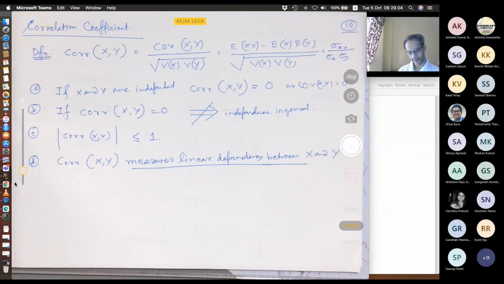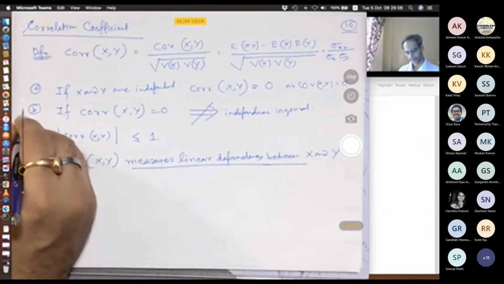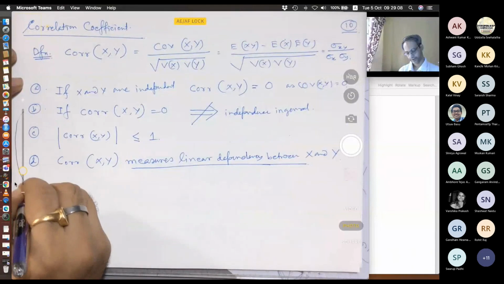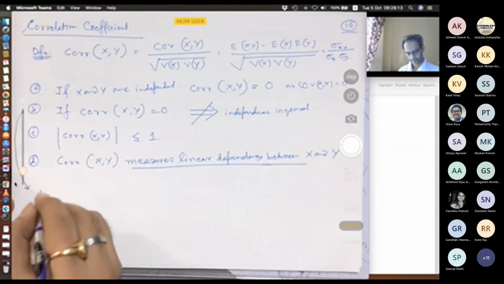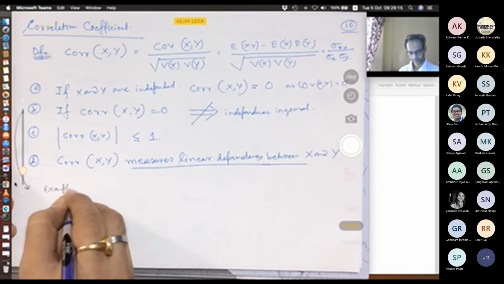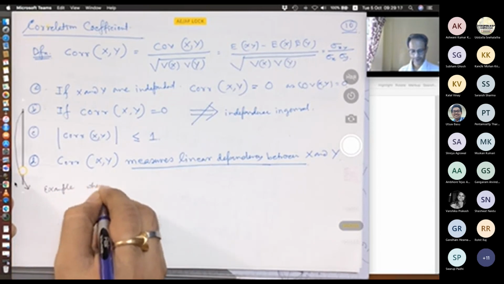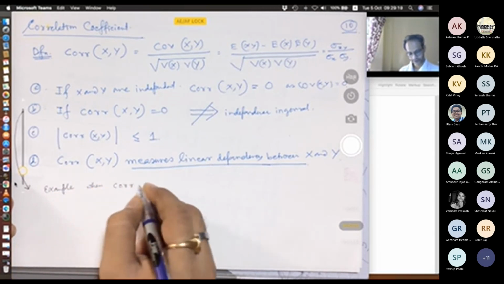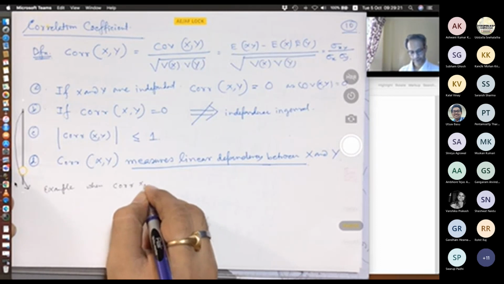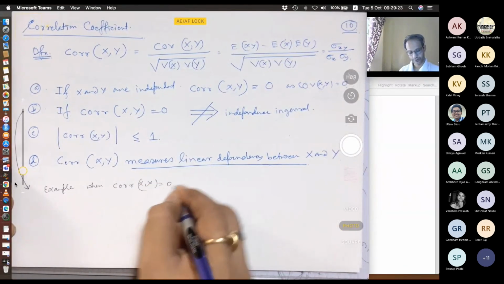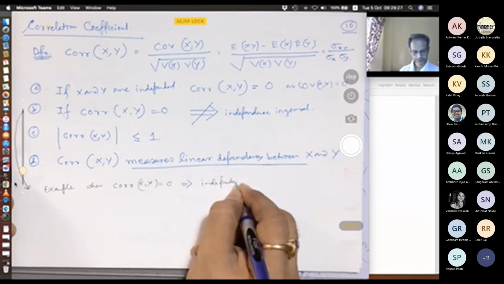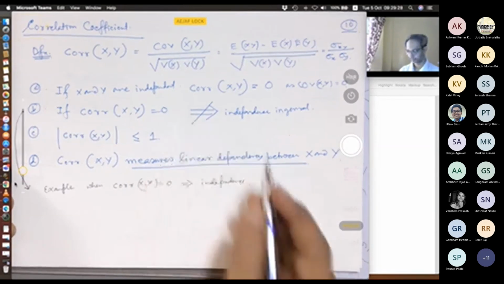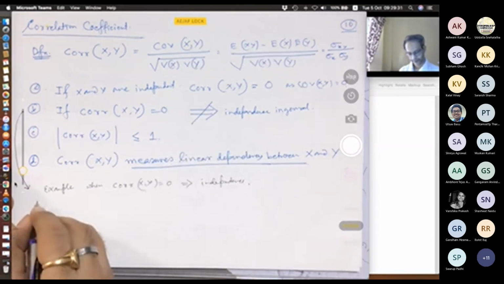Now I am giving an example of the situation where correlation of xy equals 0 implies independence. We will prove this also. So, example 1.